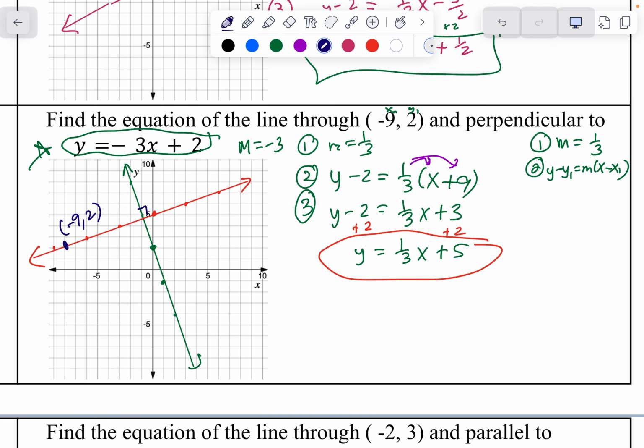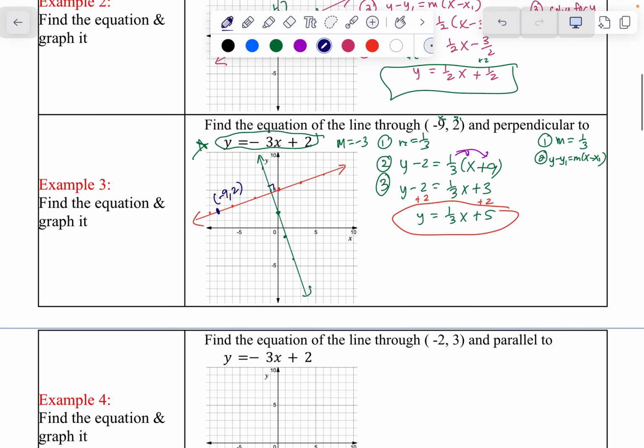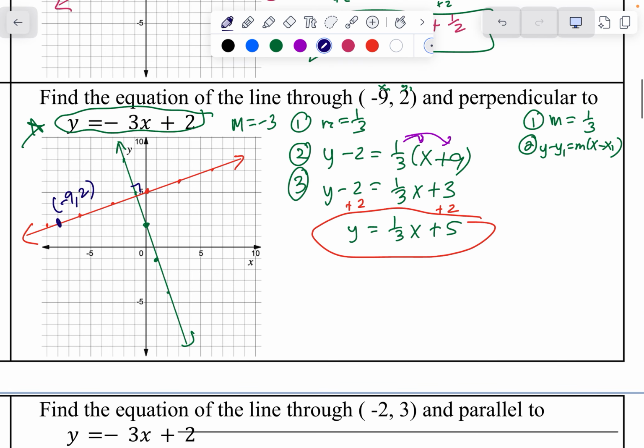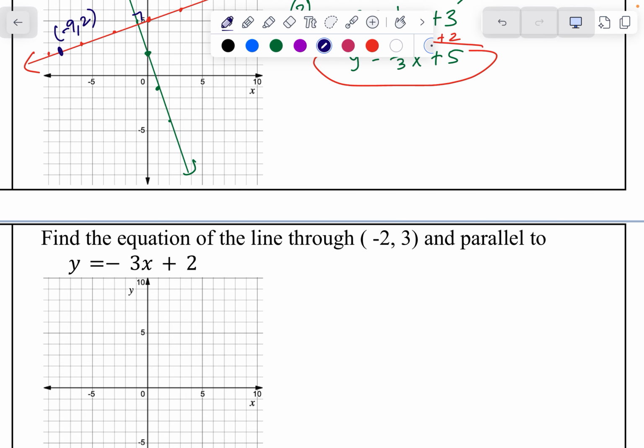Any questions about example 3 before we move on to our last example? Any questions there? Okay, last one. Find the equation of the line through negative 2, 3 that's parallel to y equals negative 3x plus 2. What is the slope of this line, y equals negative 3x plus 2? Negative 3. So what is the slope that I get to use if I want to be parallel to that? I got to use the same thing, right? It doesn't change. I'm going to use negative 3.